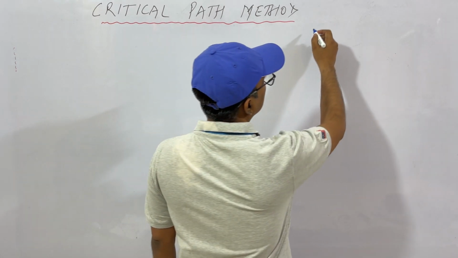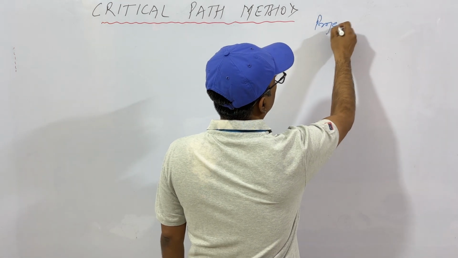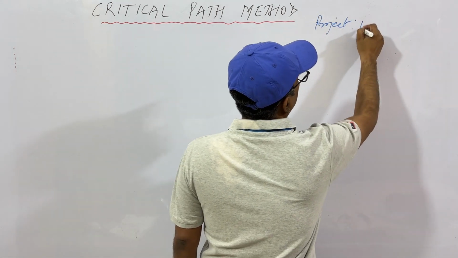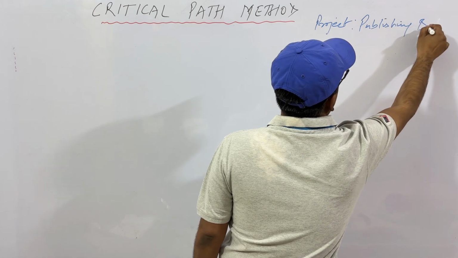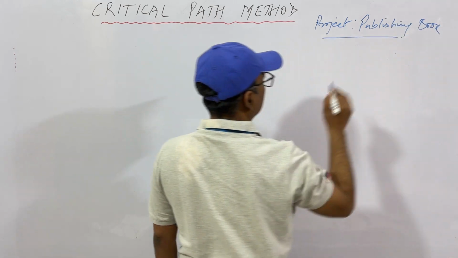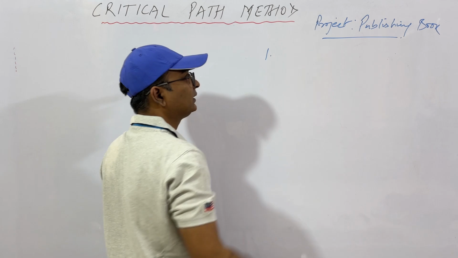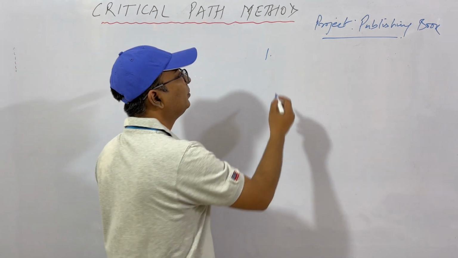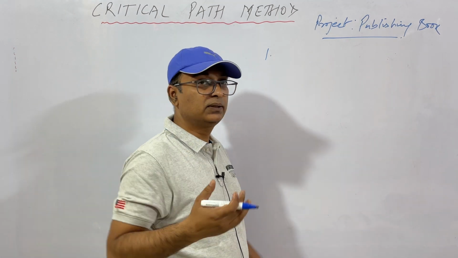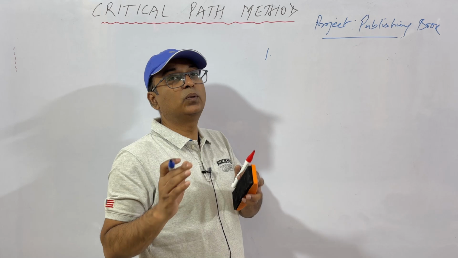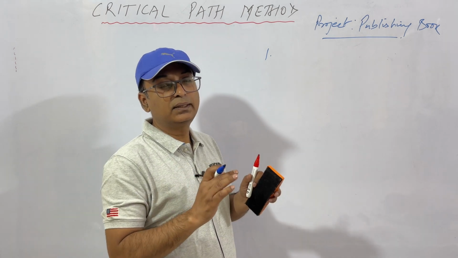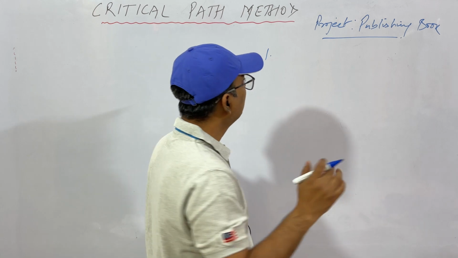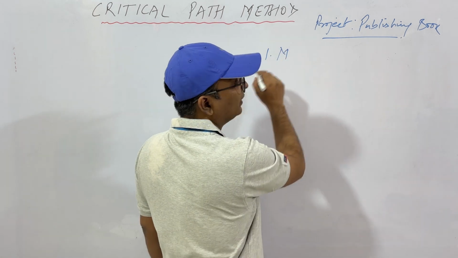So our project, let our project be publishing of a book. Project is publishing a book. Okay, this is our project. So what will be the first activity? When you have to publish a book, there has to be a manuscript. For example, if I want to publish a book, I'll write it in my notebook. That will be a manuscript. That has to be proofread. Editing has to be done.